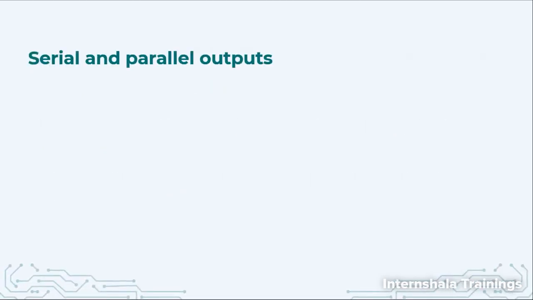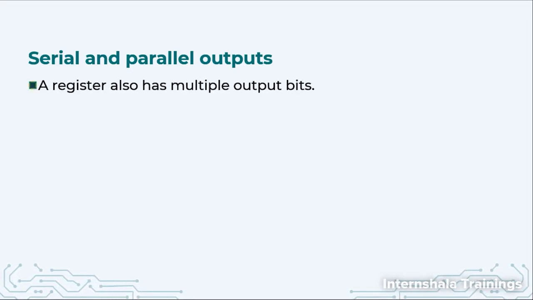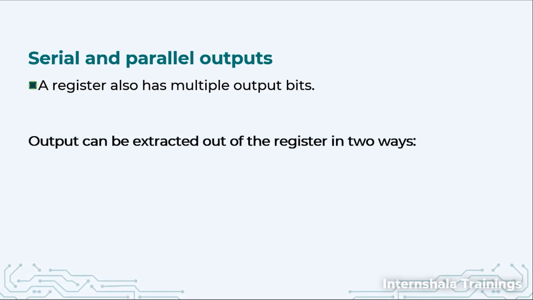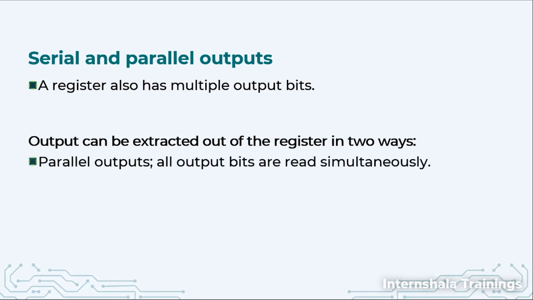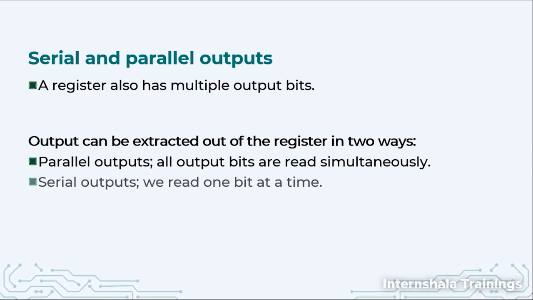So here now we talk about the outputs. We had discussed that a register has multiple output bits, and what we were doing was reading all the bits parallelly. So here again we have two cases. We can read all the bits in parallel, that means simultaneously, or we can read them 1 bit at a time, that means serially. So both the options are available for reading or extracting the output as well.